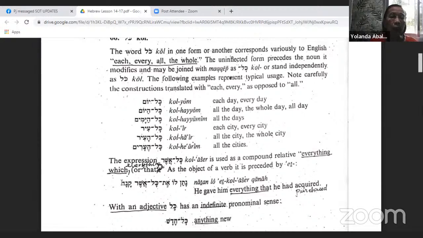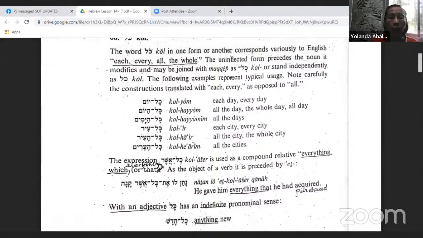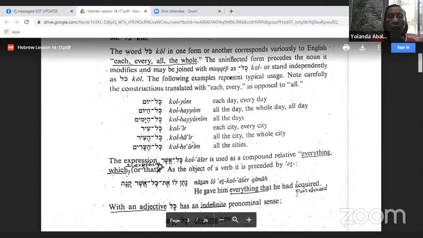To whom are we referring, to whom was everything given? Everything that he had purchased and he had acquired. So we have natan lo et kol asher kana. He gave him everything that he had purchased. That is what we studied here, kol asher.